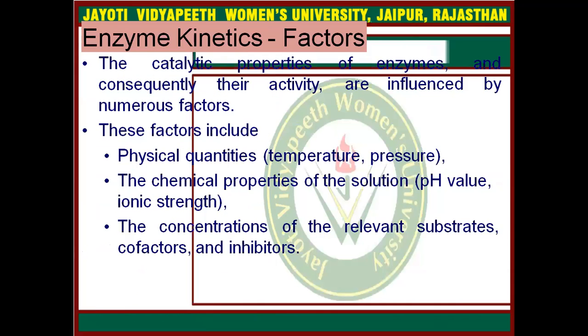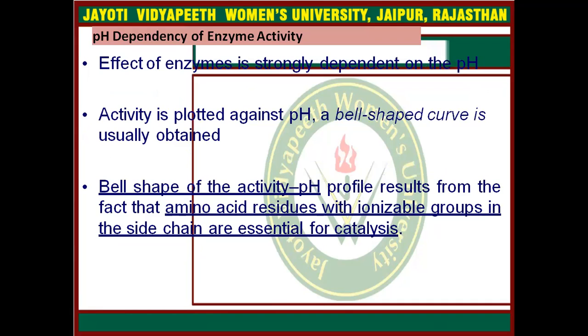Now we come to the enzyme kinetics factors. The catalytic properties of enzymes, and consequently their activity, are influenced by numerous factors. These factors include physical quantities and chemical properties of the solution, meaning pH value, ionic strength, and the concentration of the relevant substance, cofactors, and inhibitors. The effect on the enzyme is strongly dependent on the pH, and when activity is plotted against pH, a bell-shaped curve is usually obtained. The bell shape of the activity-pH profile results from the fact that amino acid residues with ionizable groups in the side chain are essential for the catalysis.